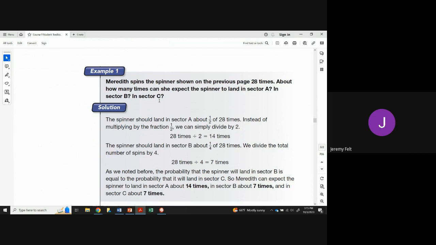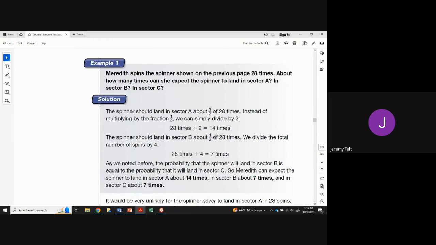It's like flipping a coin, heads, then tails, heads, then tails. But we know that's not always going to work out. It may be 7 heads in a row. We don't know. Okay, so if we have 28 times, half of the spinner is sector A, so there's a 1 in 2 chance, or 0.5. So we can do 28 times 0.5, or 28 divided by 2. That gives us 14 times.